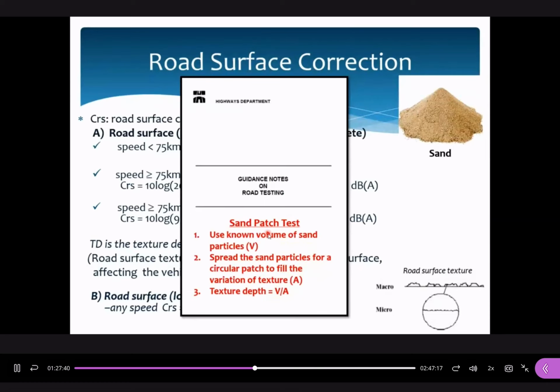This is what we call the sand patch test, and this test has been stated by the highway department for road testing. There are 3 procedures. The first one is to use a known volume of sand particles. You should know the volume, otherwise you cannot do the calculations. Spread the sand particles in a circular pattern to get the area. You can measure the surface area of the sand particles, and the texture depth is V divided by A. Let's take a look at the real situation of how to do the measurements.